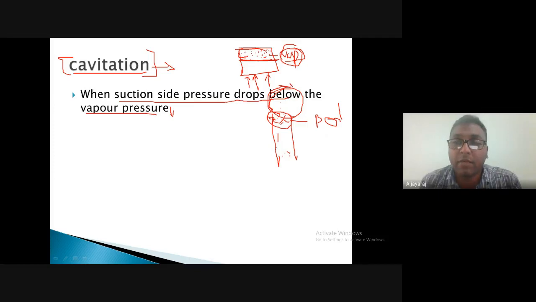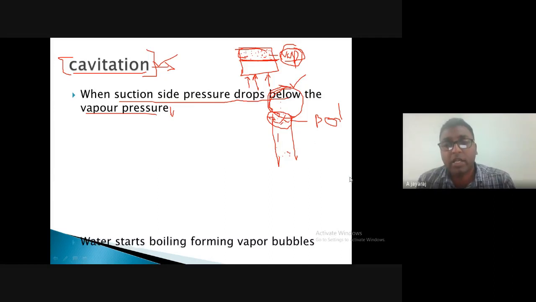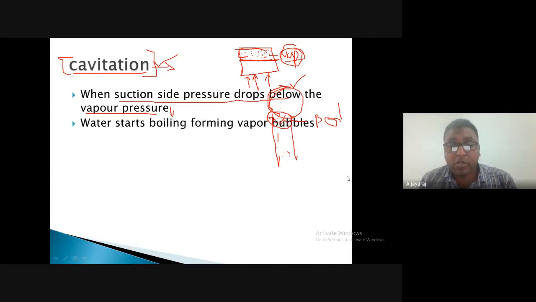So to increase the lifetime of the pump, we have to avoid this cavitation. This has to be completely avoided for a sufficient lifetime of the pump. Water starts boiling, forming vapor bubbles. Water starts boiling when the pressure drops below the vapor pressure.